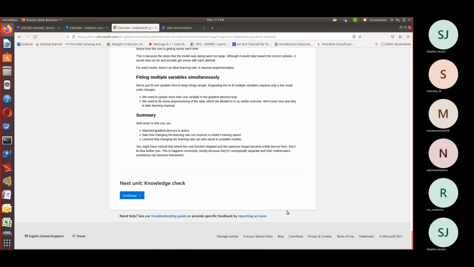And then, we just fit one variable here to keep it simple. Expanding to fit multiple variables requires only a few code changes. We need to update more than one variable in the gradient descent loop. We need to do some pre-processing of the data, which we alluded to in an earlier exercise, and we'll cover how and why in later learning material.